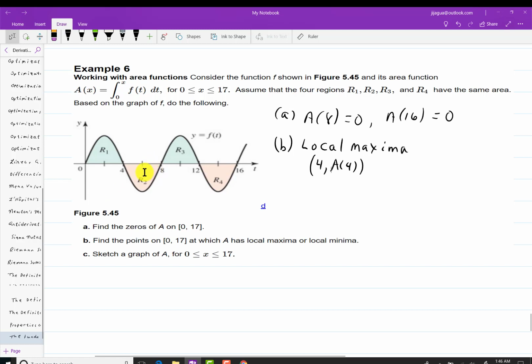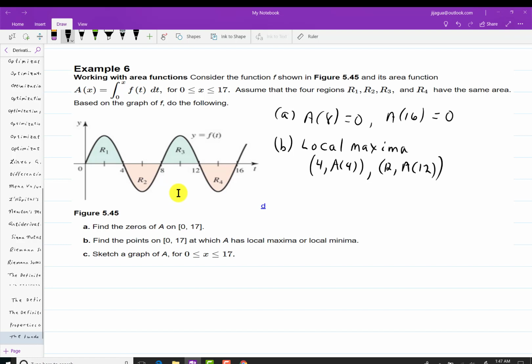And then the same thing would happen. Since it zeroes out again, it basically resets by the time you get into R3. So as you're gaining area, you gain the most amount of area you have until you get to 12. So you would have 12, capital A of 12.